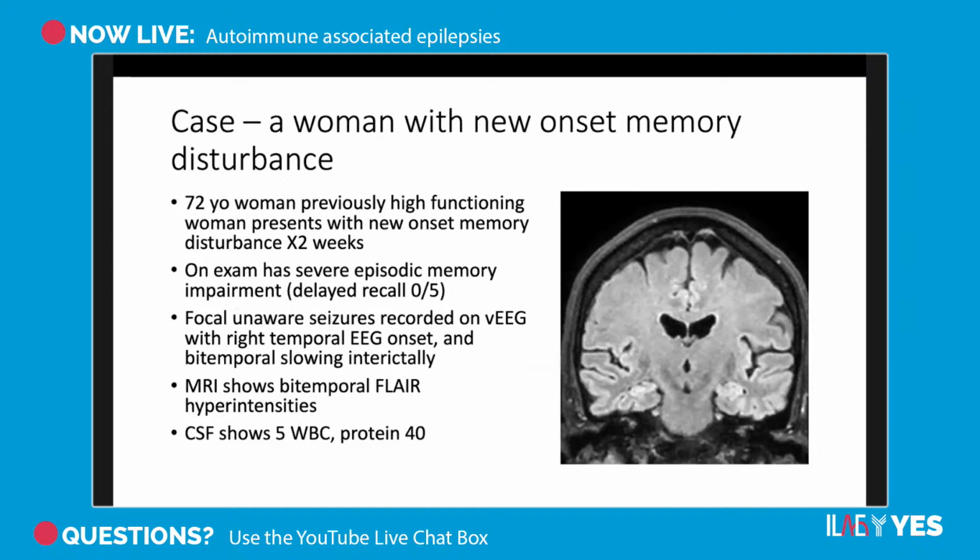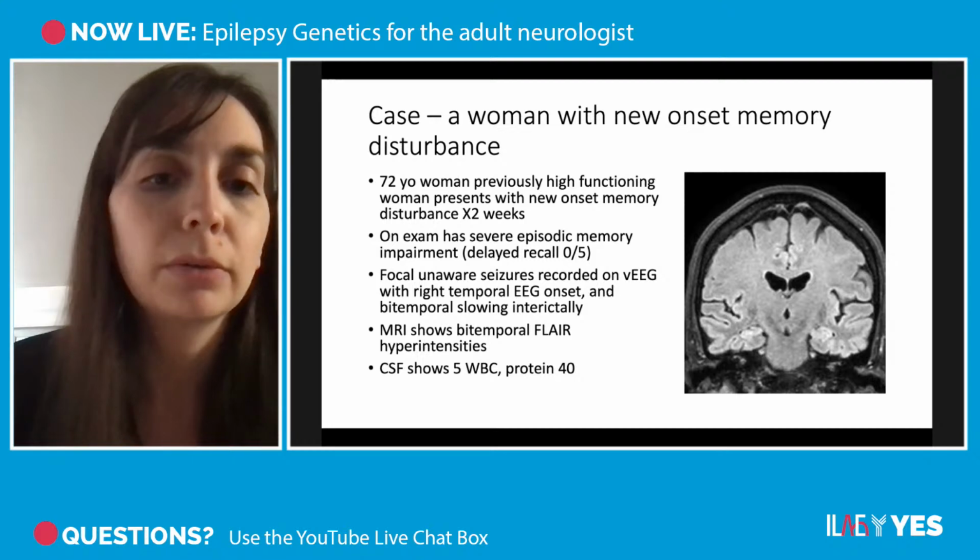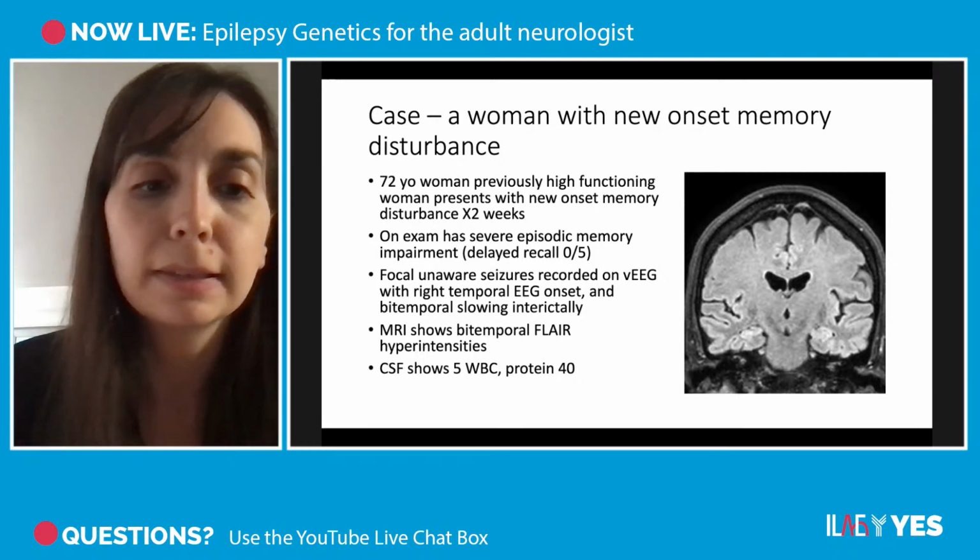And I'm going to end with a case of a 72-year-old woman who was previously high functioning. She presented with new onset memory disturbance for 2 weeks. She had severe episodic memory impairment on testing and was found to have frequent focal impaired aware seizures with right temporal EEG onset.